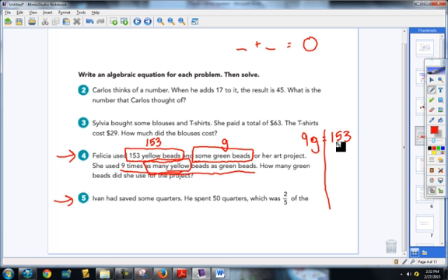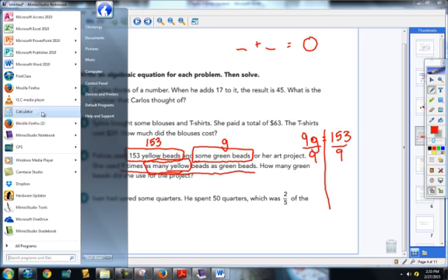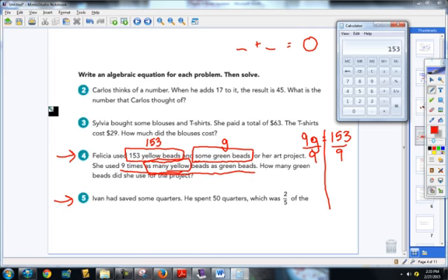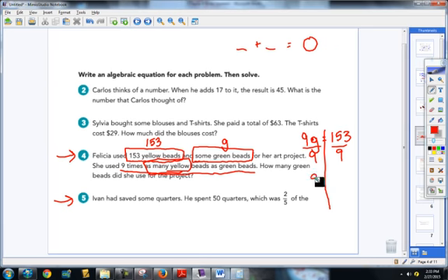And we learned that G is being multiplied by 9, so we're going to divide by 9, and I'll use my calculator on this one to save a little bit of time. We got 153 divided by 9 is 17. So we know that she used 17 green beads. She used a lot more yellow beads than greens. And specifically, she used 9 times as many yellows as greens.